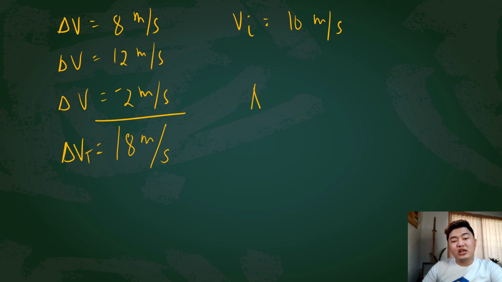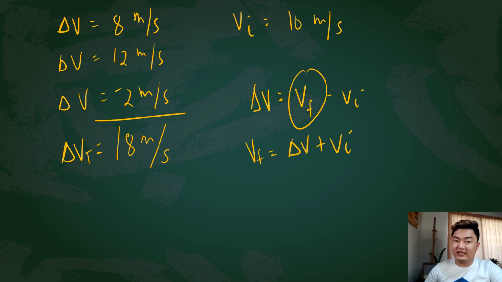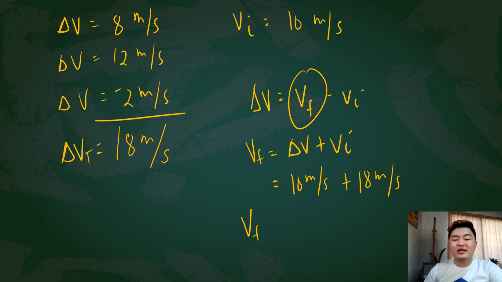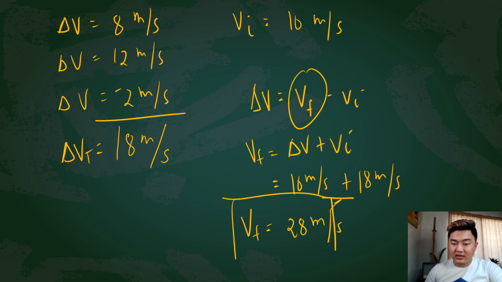So the change in velocity is equal to Vf, or the V final, minus Vi. To solve for this one, then Vf, or V final, is change in velocity plus initial velocity. And the initial velocity is 10 meters per second plus 18 meters per second. So our answer will be 28 meters per second.